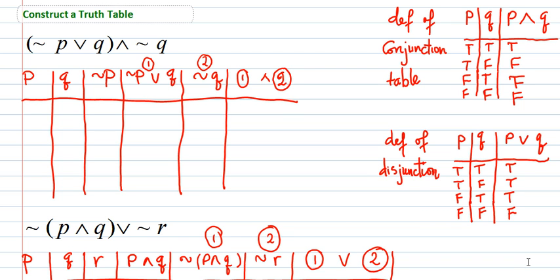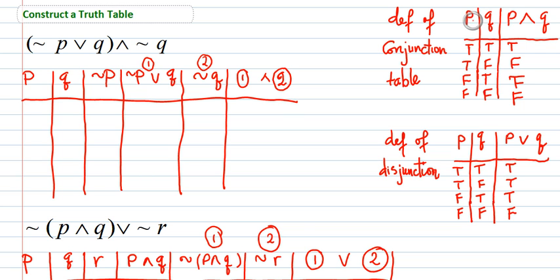In this example, I'm going to show you how to construct a truth table. Before we start, let me go over the definition of conjunction. Conjunction means "and", and the symbol for that is this one. It's like a hat upside down, or a tent, you could call it.